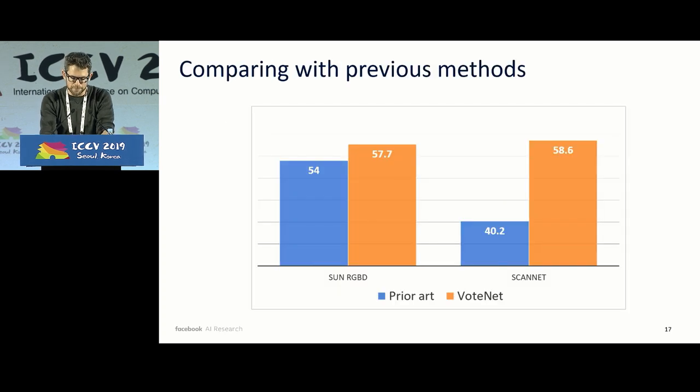VoteNet outperforms prior methods with significant margins of 3.7 mAP on SunRGBD and 18.4 on ScanNet. Remarkably, this is achieved without using image information that is essential for competing methods. In addition, our detection on these scenes takes about 100 milliseconds per scan, which is about 20 times faster than a 3D CNN solution.